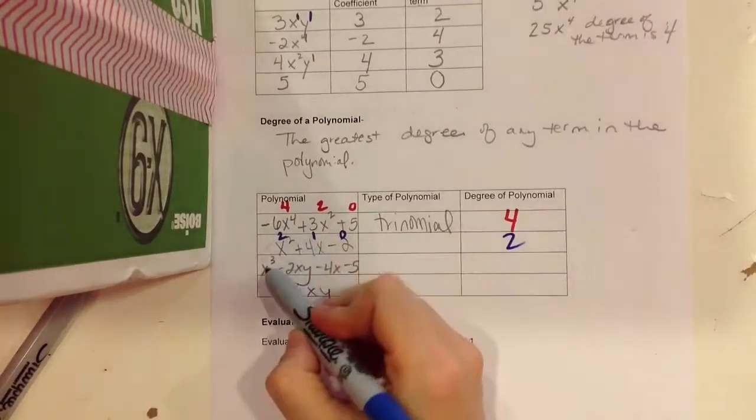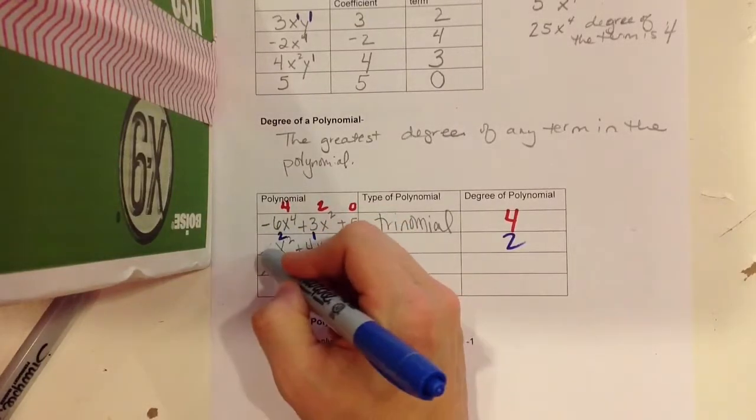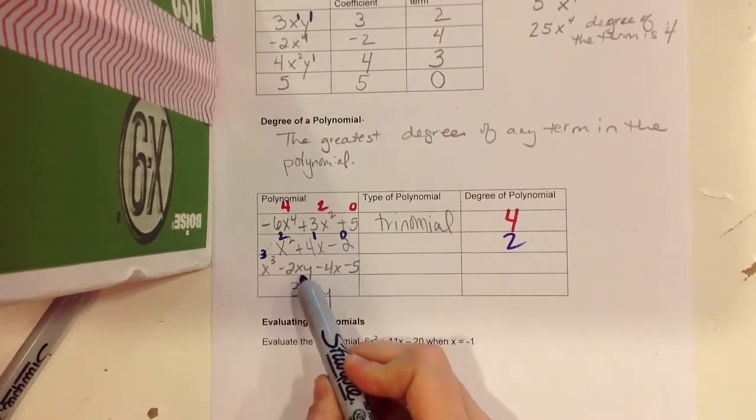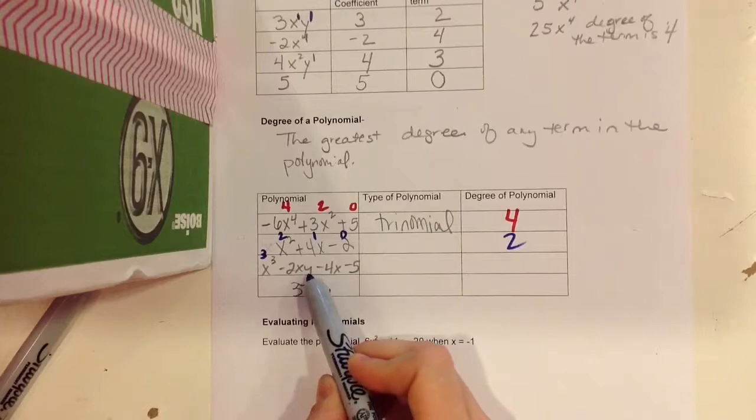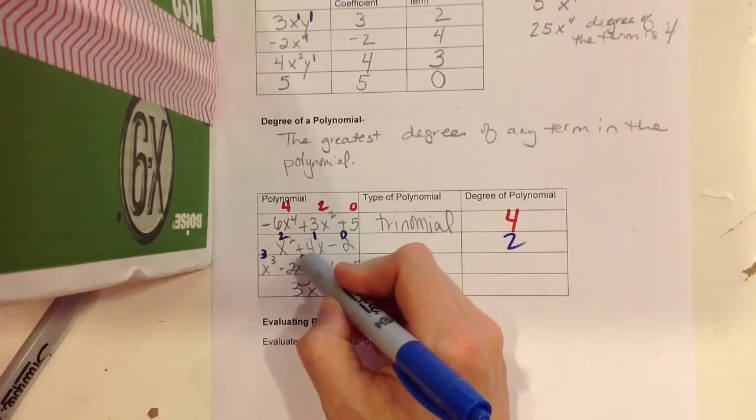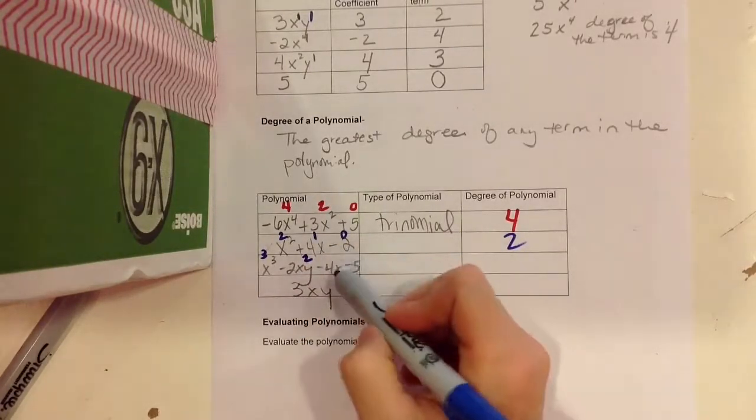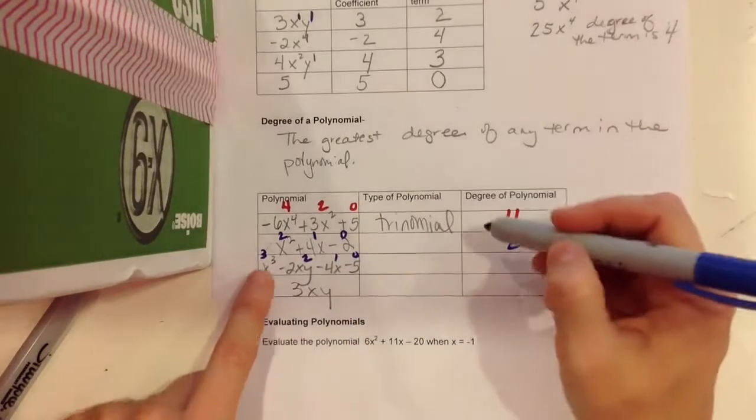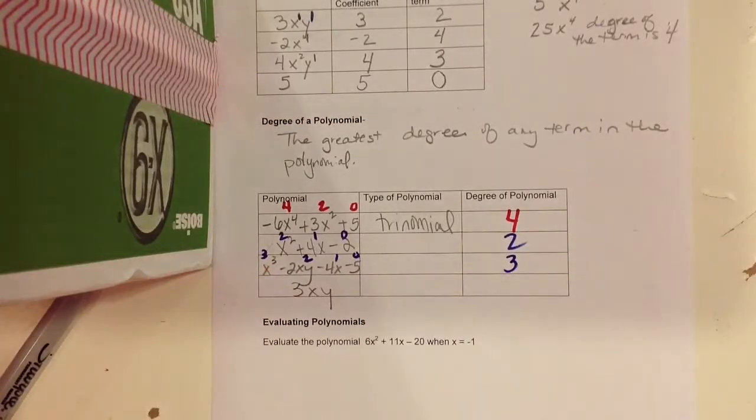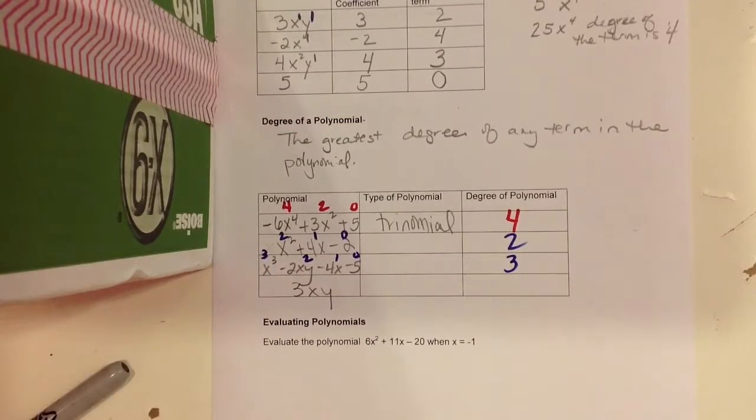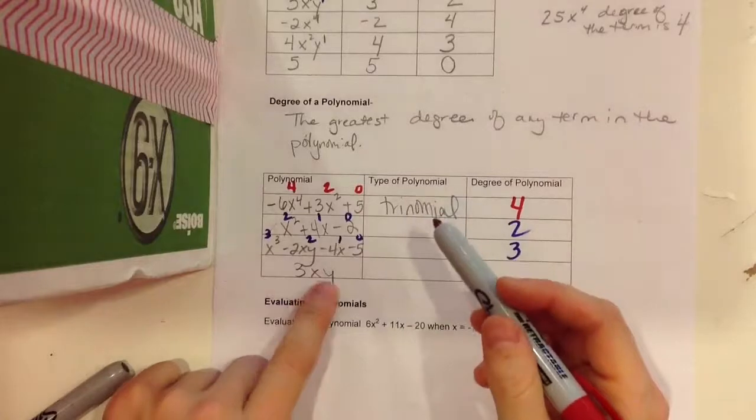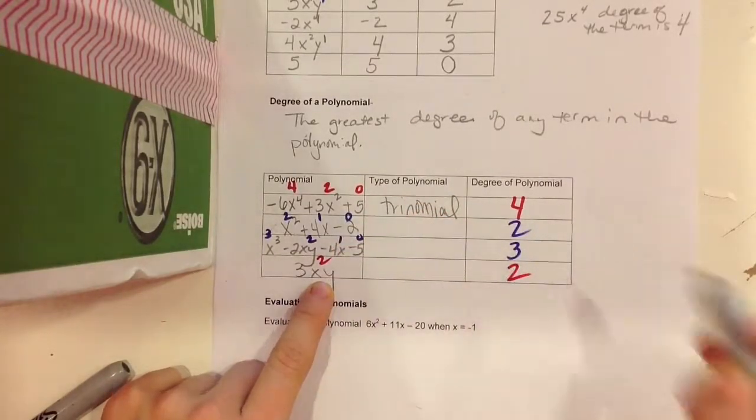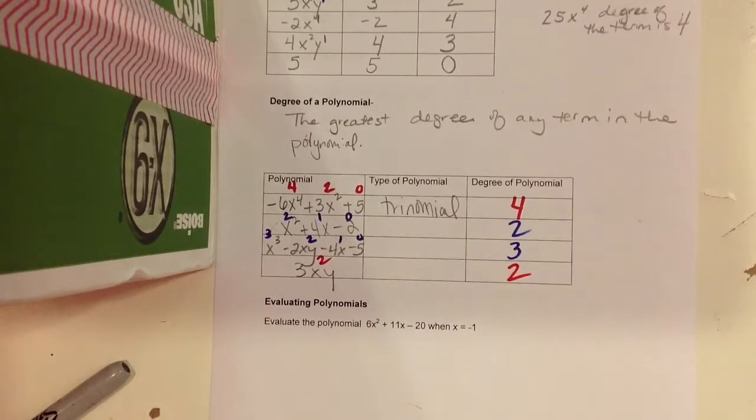The third one, the degree of that first term is 3. The degree of the second term is a little harder to determine because I have 2 variables. I have 1 plus 1 for the variable degree, so that's 2. This degree is 1, and that degree is 0. So the highest degree is 3, so it's a degree 3 polynomial. For this one, we only have 1 term, and its degree is 2, so that's going to be the degree of that polynomial.